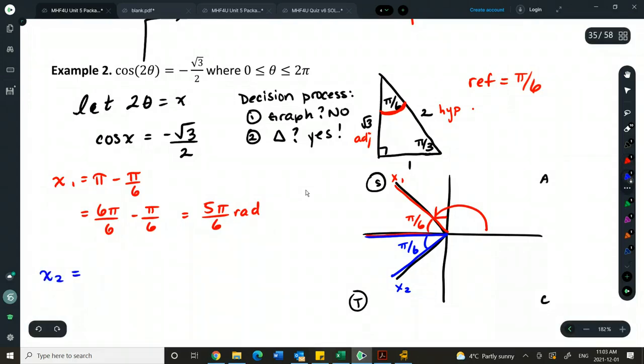x2, I want this rotation all the way around and to this arm. How do we calculate that one? It will be a full pi plus an extra pi over 6. So pi plus the reference angle, pi over 6. So 6 pi over 6 plus 1 pi over 6 is 7 pi over 6.